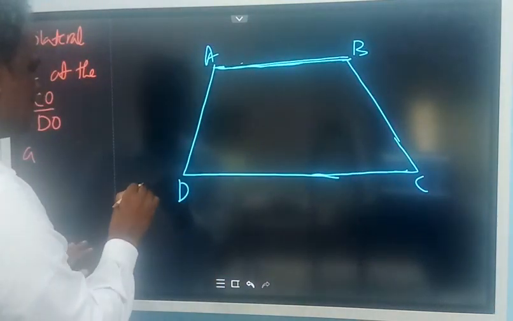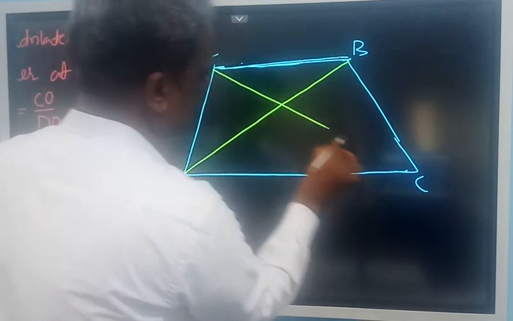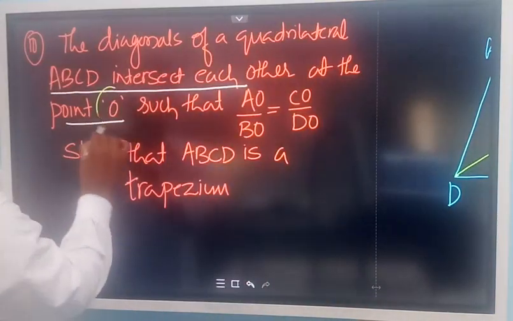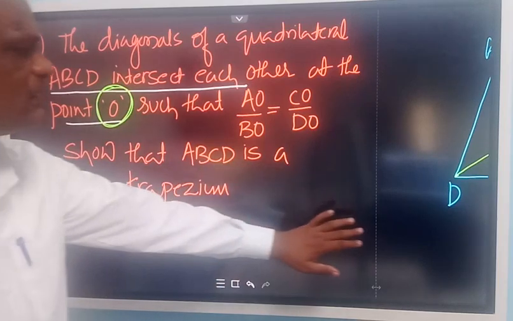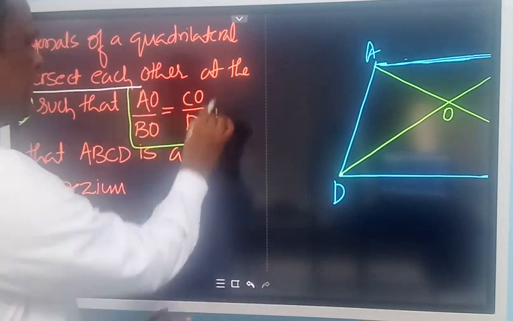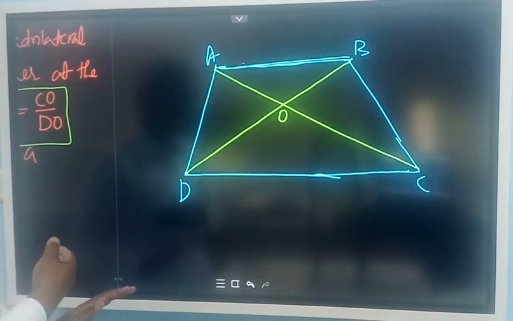So let us draw the diagonals now. You can join BD and AC here. Both intersect at the point O, that is given here. Intersect each other at point O, such that AO by BO is equal to CO by DO. It is the converse of the previous proof.